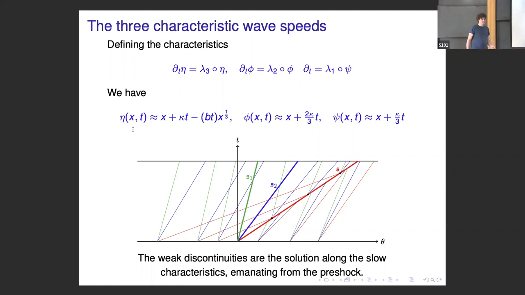So you have to recompute the weak curves or just the shocks? The weak curves are actually easy because they just follow the characteristics. The hardest one is this. So they just follow these characteristics, phi and psi. The difficult one is the shock one because you have to solve the Rankine-Hugoniot conditions.